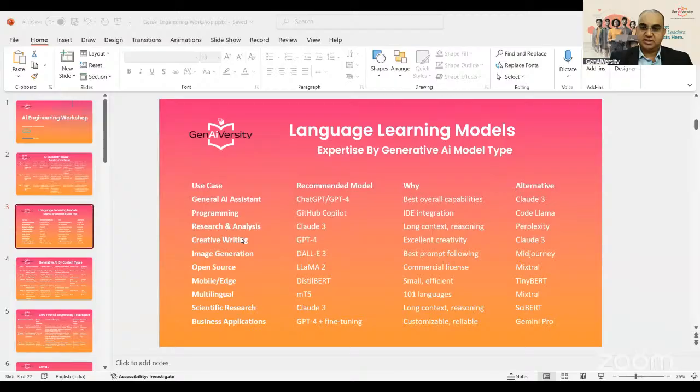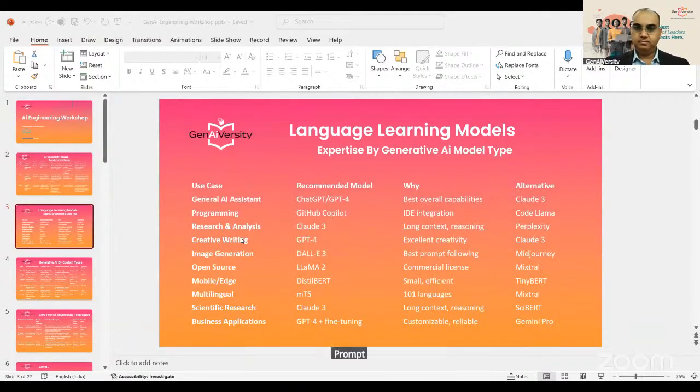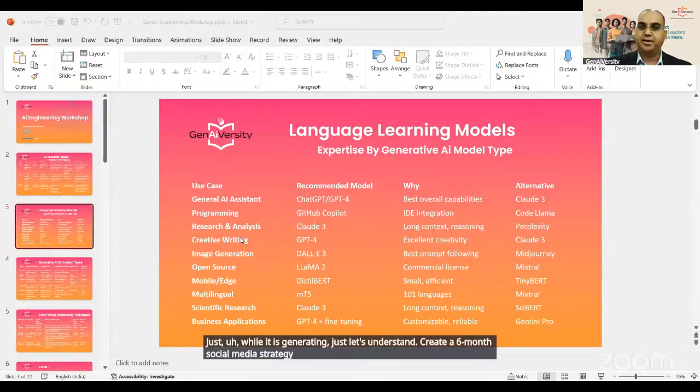I'll explain in detail once it generates the content. What is the significance of this particular prompt? Just while it is generating, let's understand. Create a 6 month social media strategy for a local bakery.